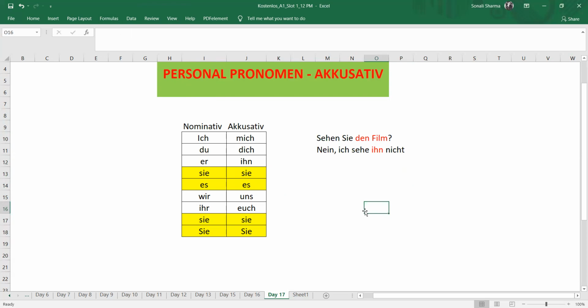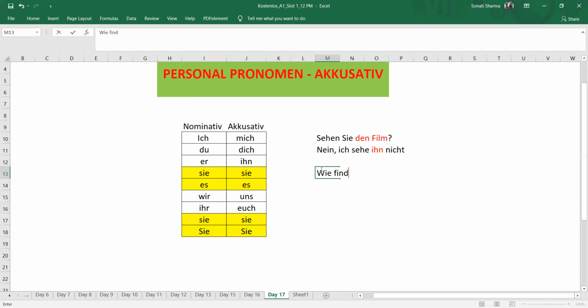So now how are we going to take this in? First, if I look at this question, den Film, this den is the accusative masculine form. So if I choose the er form, er in accusative is ihn, so that is why we are going to take this ihn here. Have you seen the movie? No, I have not seen it. So we are considering this as the it form, not like the him form, but the it form.